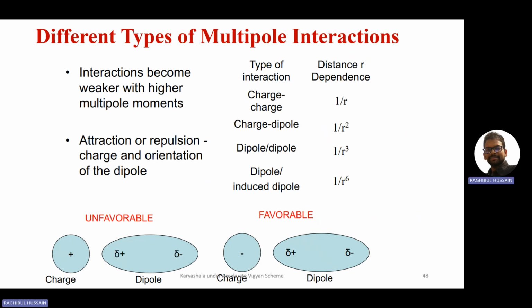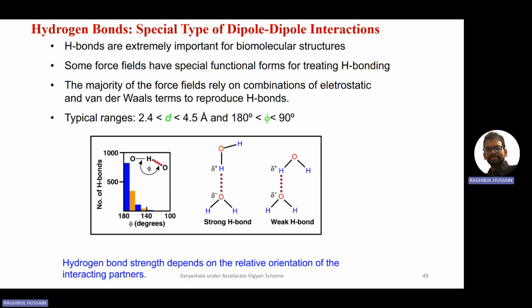Then the attractive interactions have some dependency on the distance. Let's say if you have a charge interaction, there is the attractive interaction. The dependency is inverse of the distance. If it is a charge with respect to a dipole, it is inverse of the square of distance. If it is a dipole interaction, inverse of the cube of distance. And then dipole and induced dipole, it has r to the power 6.